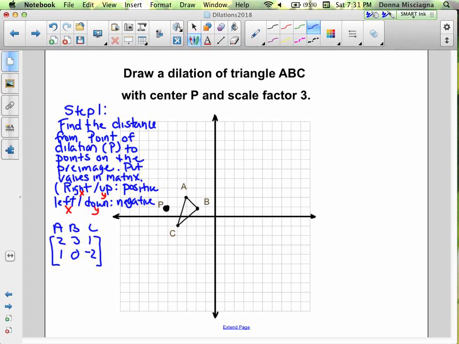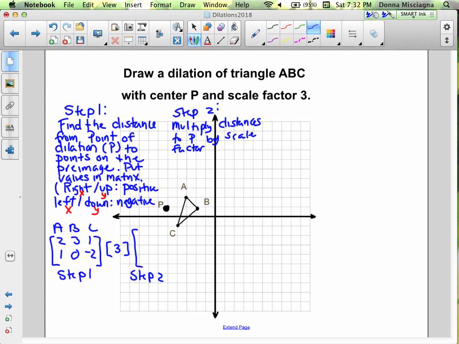Step two, we're going to multiply our distances to P, and I'll abbreviate that for point of dilation, multiply distances to P by the scale factor. So this one was step one. Step two, we're just going to multiply these by 3, and that's going to give us step 2.